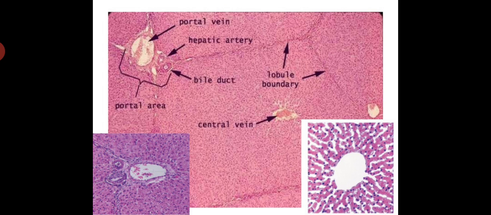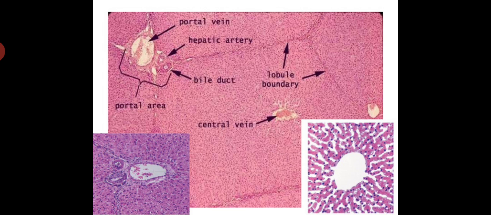And almost in every corner of this hepatic lobule, as you observe here, it is polygonal shaped, and in the corner it will have a bile duct, a hepatic artery, and a portal vein, and this whole area is called the portal area. It is called the portal area because it has a vein called the portal vein.